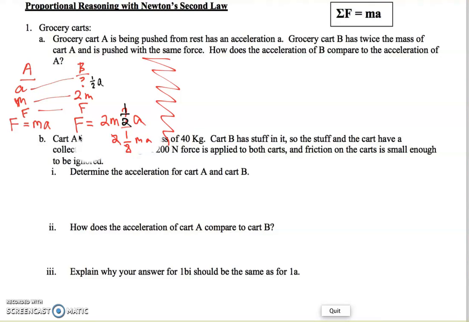But there are other ways you can think about proportional reasoning. Another way is by considering the relationship between the two things. I still have the same knowns, and I'm trying to find the acceleration of B. The thing that changed is the mass. The change is the mass.